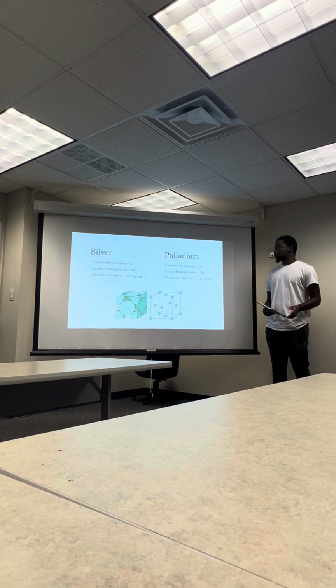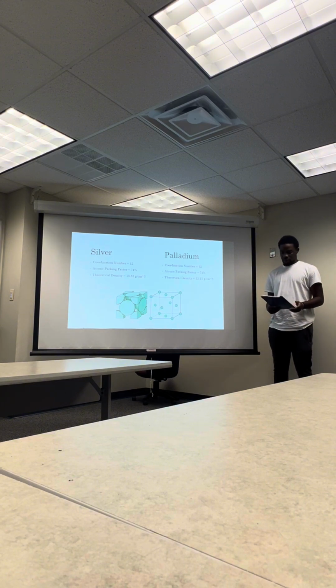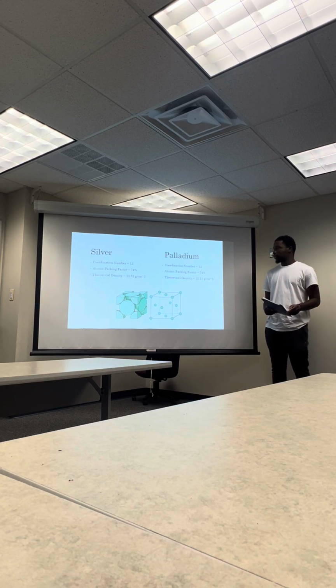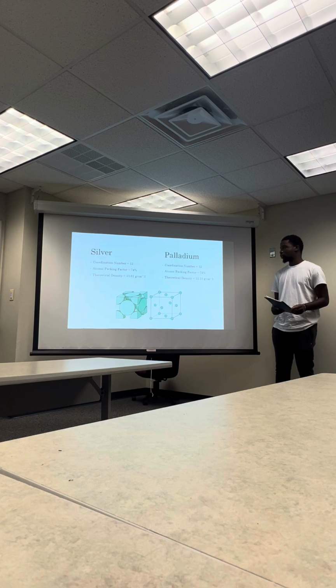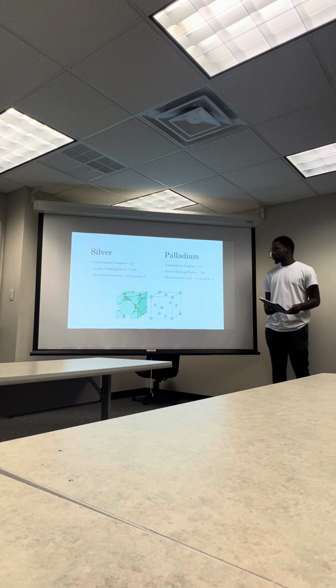Starting with silver, silver has a coordination number equal to 12, and so does palladium. Coordination number is the number of closest neighbors. As for atomic packing factor and theoretical density, the atomic packing factor for silver is 74%, as well as for palladium. However, for silver, the theoretical density is 10.61 grams, and for palladium the theoretical density is 12.15 grams. To further explain the math, here is Ryan presenting the work for it.